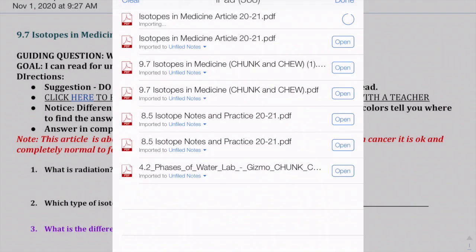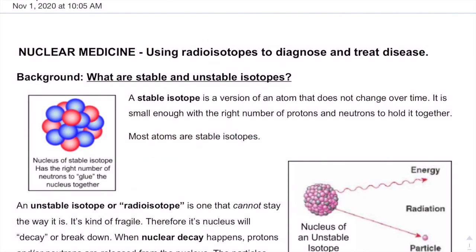So here's the article. If you're reading by yourself, remember that the pictures are important as well. When you're reading articles, it will help you understand. So here it is.